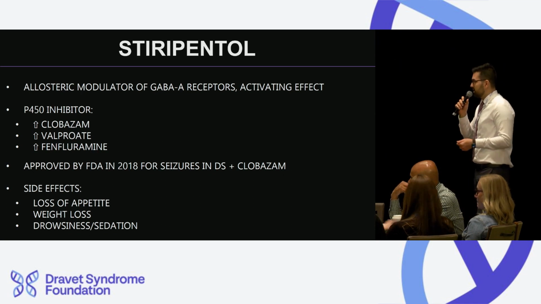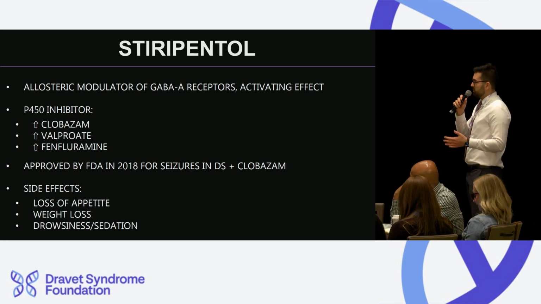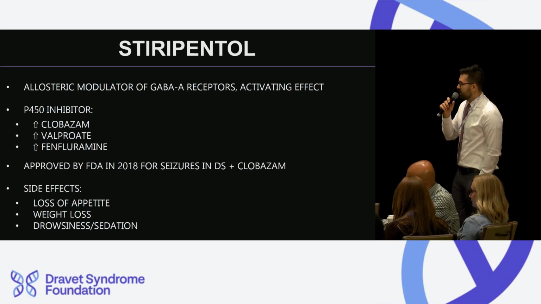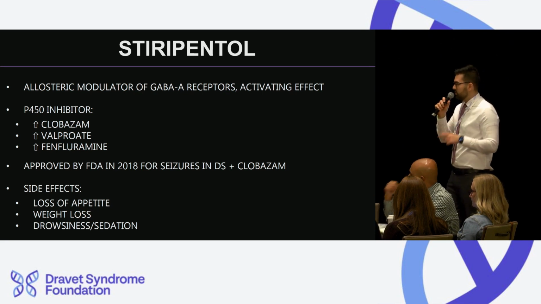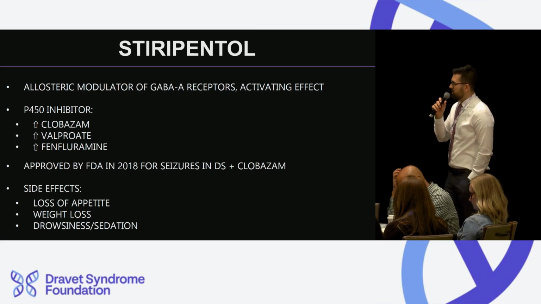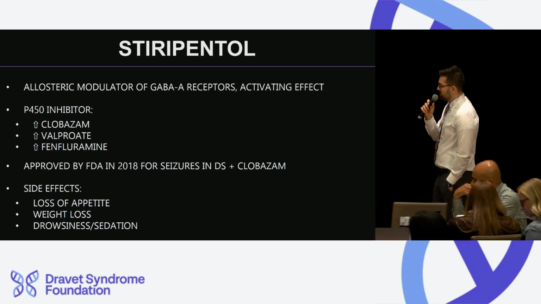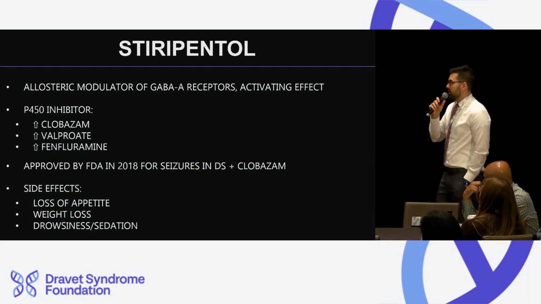So if you're starting a patient on STIRIPENTOL and they happen to be on clobazam as well, which they should, if you're going with the FDA statement, you have to know that the clobazam level will go up, so you might have to tweak the dose or decrease the dose to make sure they don't get toxic. It does increase the level of FENFLURAMINE as well, so it's good to keep that in mind.